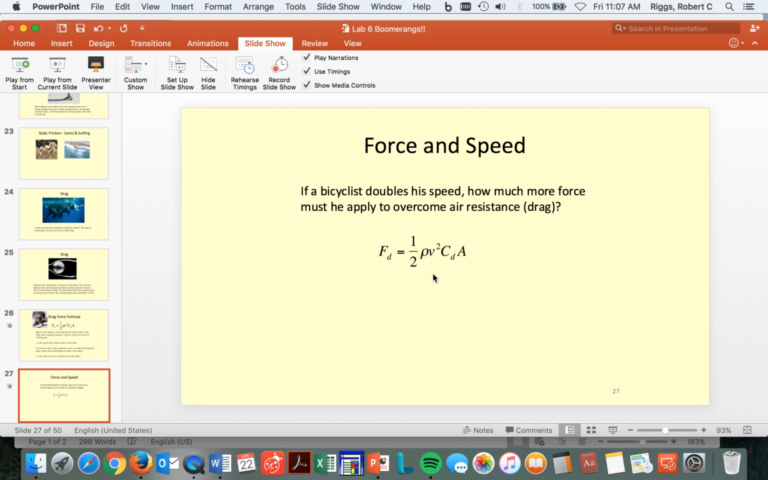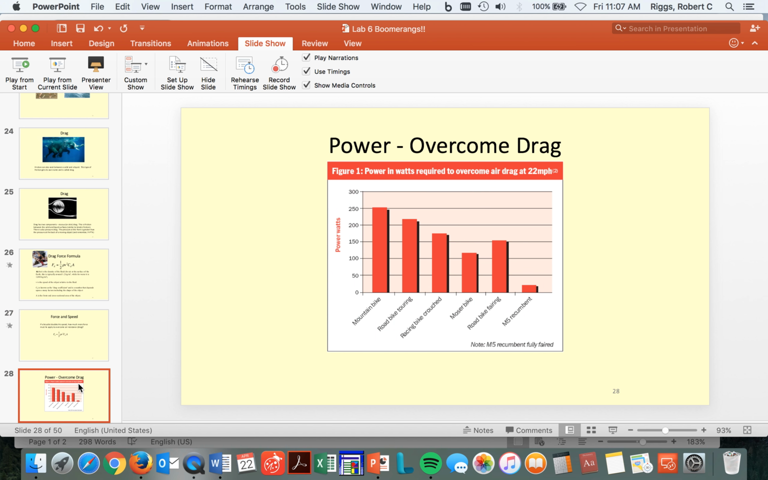Because the drag force goes up exponentially with speed, if you drive just a little bit slower, the amount of energy that's required is way reduced, and the amount of drag is way reduced, so it's much more fuel efficient, just by going 10 miles per hour slower. Okay. And then power to overcome drag.